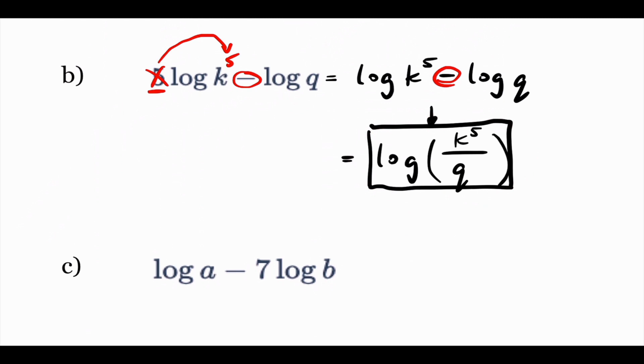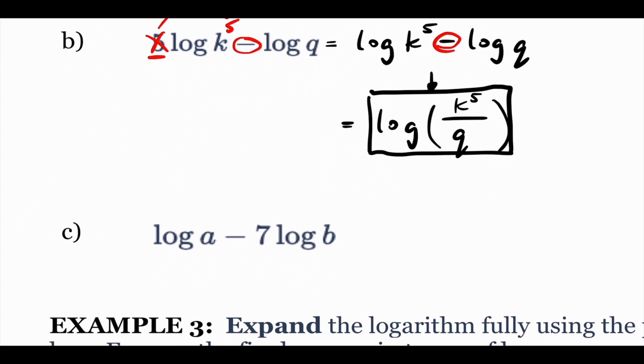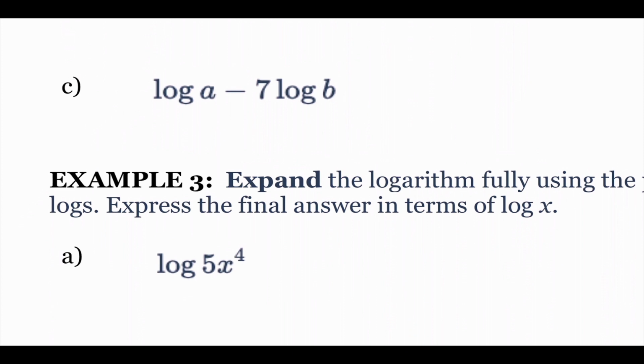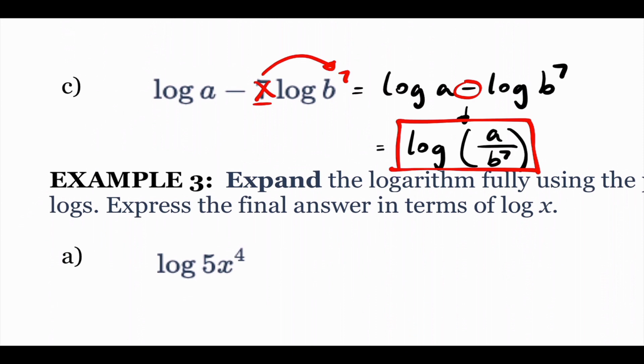All right, try C. Try letter C right below it. Okay, so you needed to move the 7 with the b again, b to the 7th, because it was in front. Subtraction in between the two logs, so you use division. You're done. That's condensing.